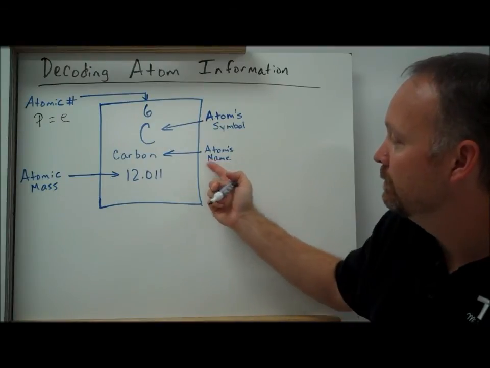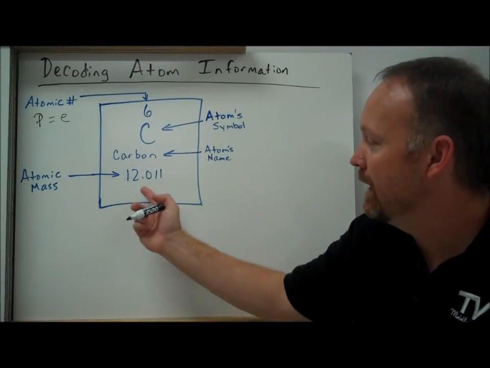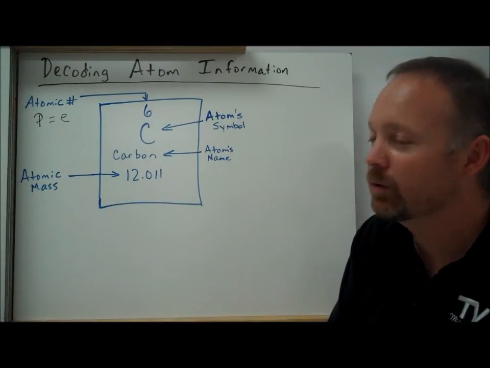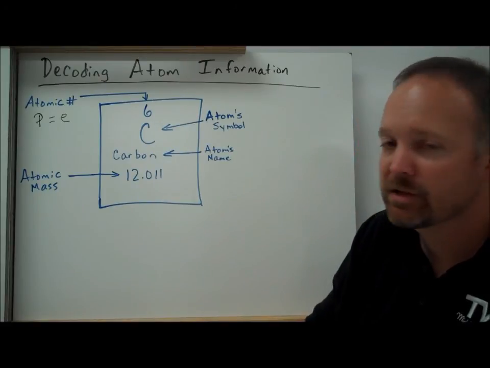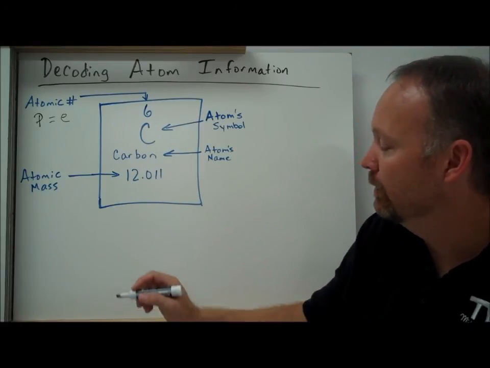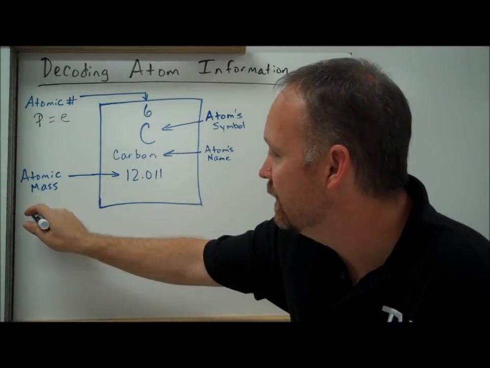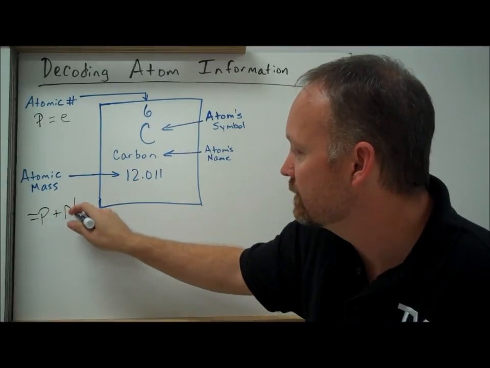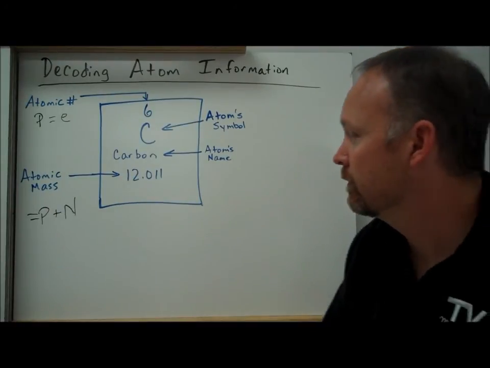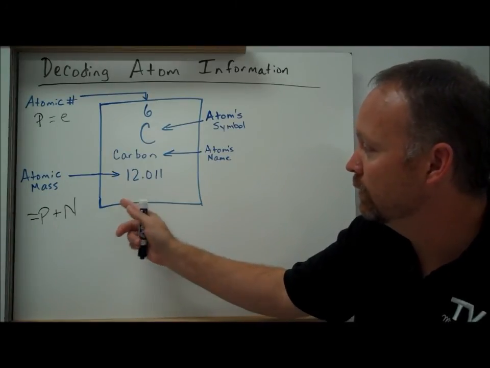You have the name of the atom, which is carbon, and you have the atomic mass. The atomic mass is 12.011 for carbon. That means it's going to have an average mass of about 12. We usually round that when we talk about it. So the atomic mass is going to equal the number of protons plus the number of neutrons.